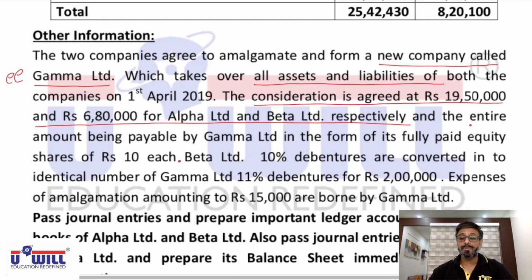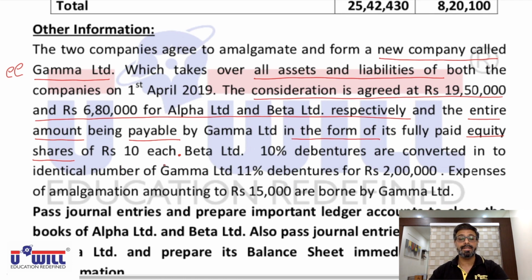Also underline this: entire amount payable in the form of equity shares. Again, the relevance I'll discuss at the end. Now after this 10 each, full stop. Then Beta Limited: here there should be no full stop.